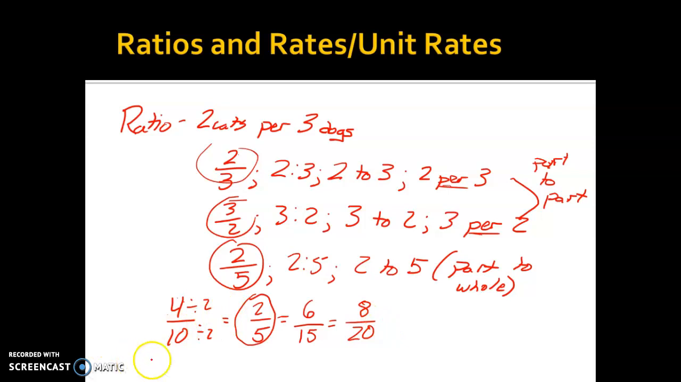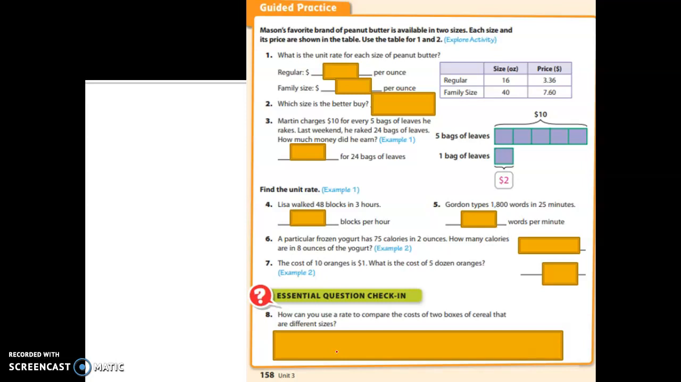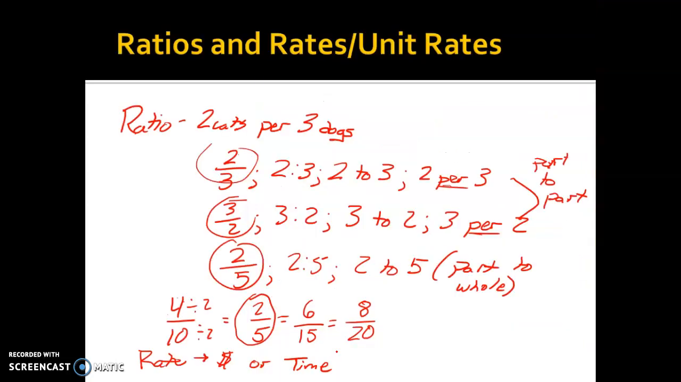Oftentimes with a rate, okay, a rate is just a ratio. So there's nothing really different about it except that a lot of times they're going to involve money or they're going to involve time, okay? So let's take a look at page 158. So go ahead and open your book to page 158 and have your notebook out. If you haven't already written this down and you need to, you think, hey, this might be a good reminder to me, maybe you want to write this down.